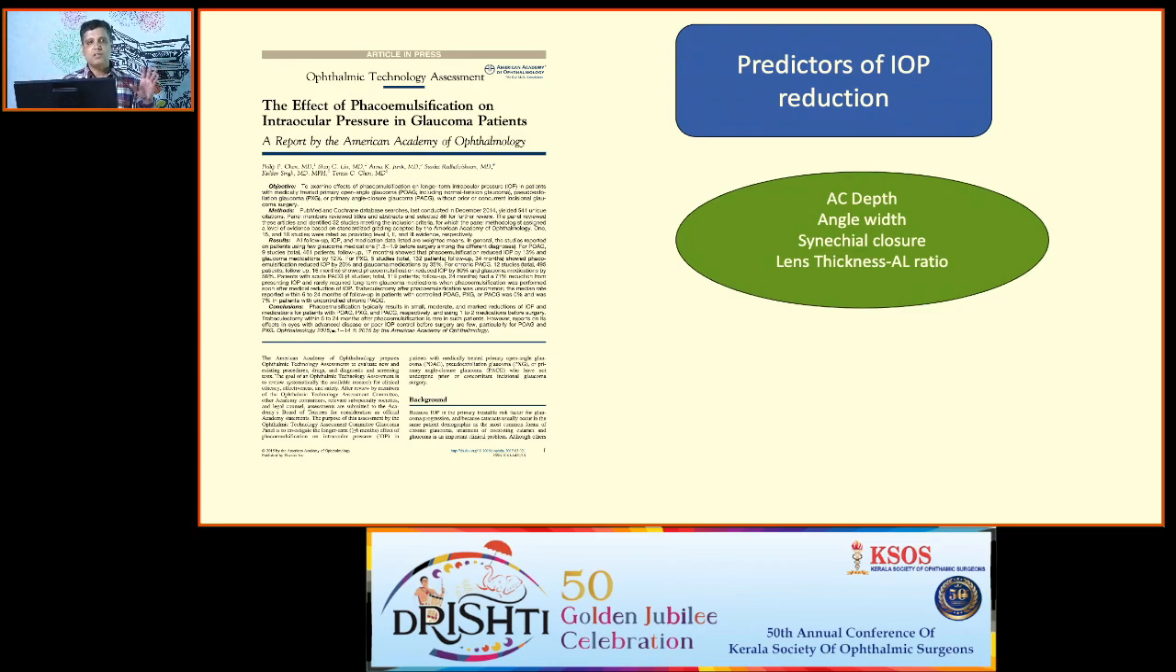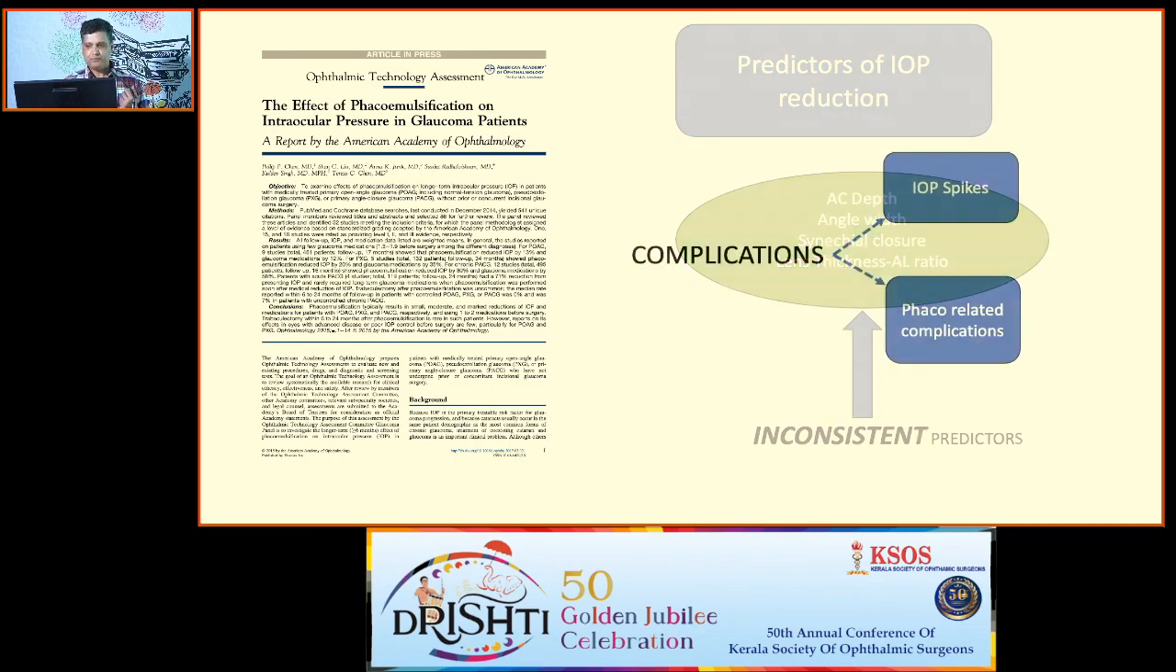So some studies found some correlation between, say, a low pre-op AC depth and a good IOP reduction, but not in all studies. So these were inconsistent predictors.